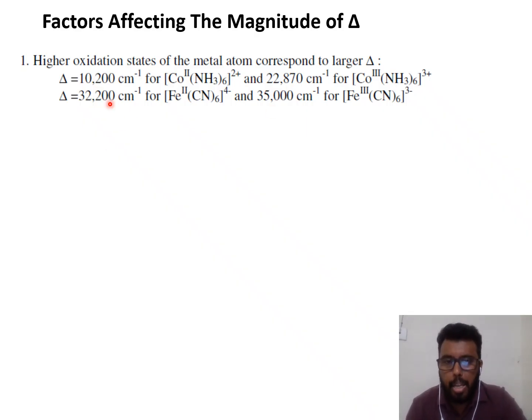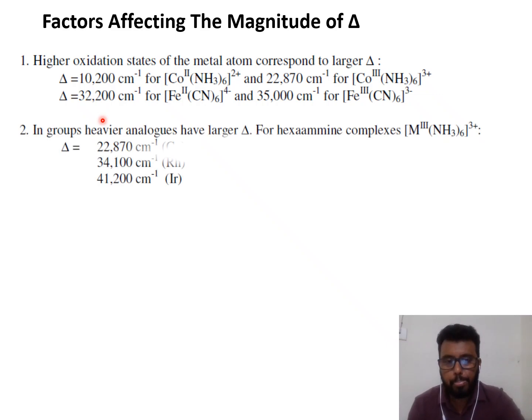So here Fe2 and Fe3, it is also an octahedral complex. Here there is also a difference in the delta value, and obviously the complex with the higher oxidation state, that is the ion in plus 3 oxidation state, has a delta value of 35,000 wave number, whereas the other one, in plus 2 oxidation state, has only 32,200 centimeter inverse. So group heavier analogs have larger delta.